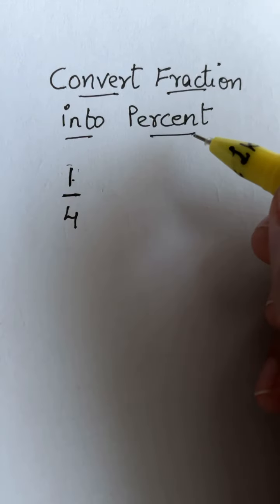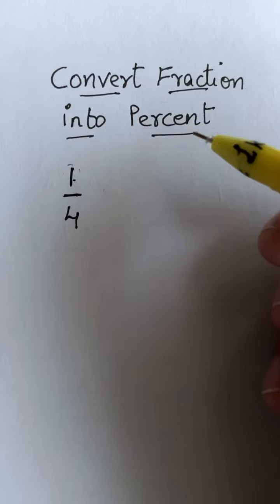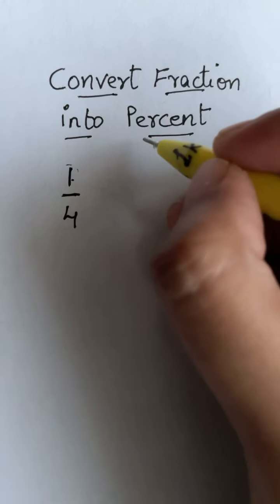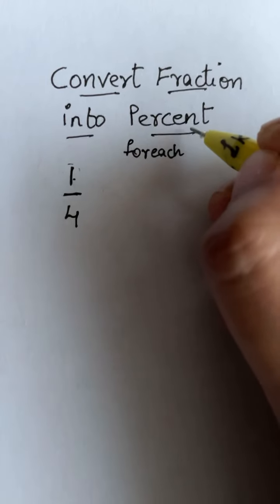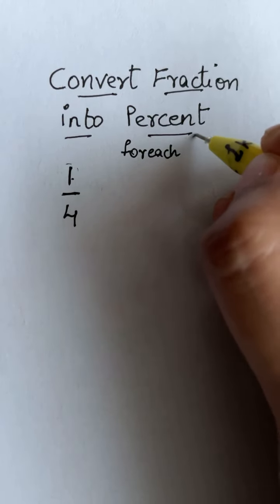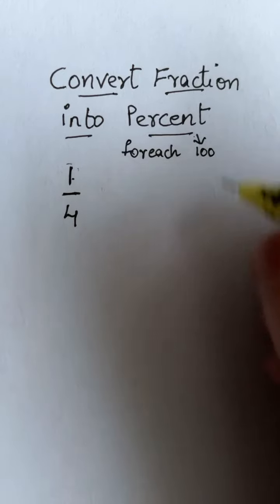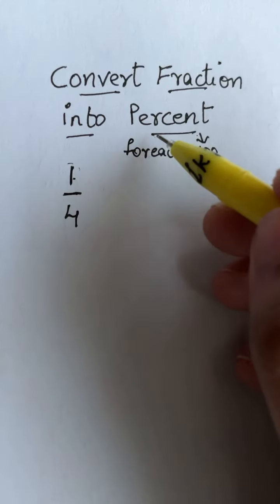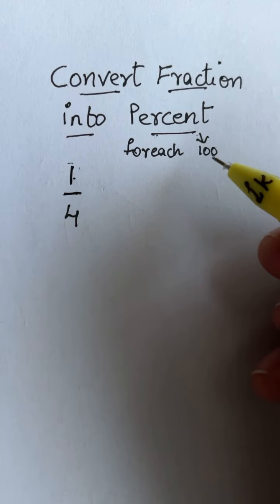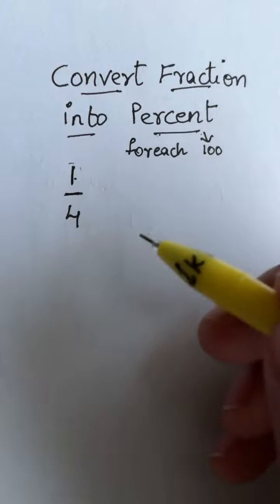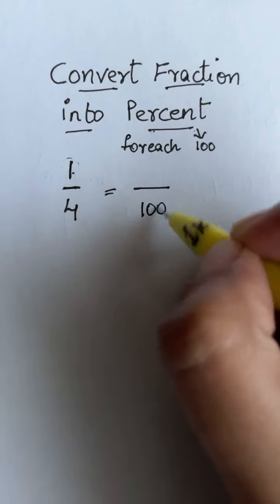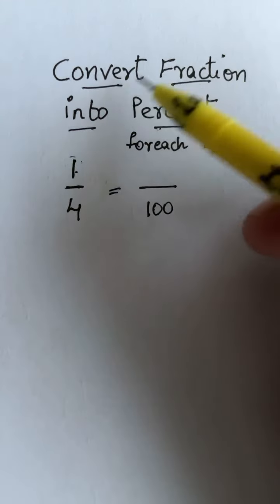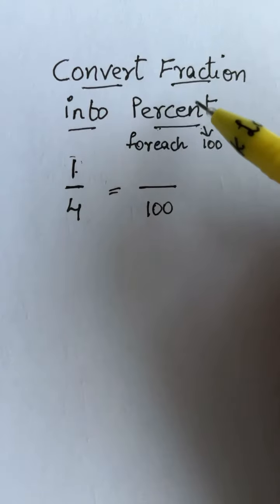What about percent? What do you understand by percent? Per means for each. Cent is a Latin root word for 100. So percent basically means for each 100, or you can say it is out of 100. That means you have something which is out of 100. So this is how you are going to convert a fraction into percent.